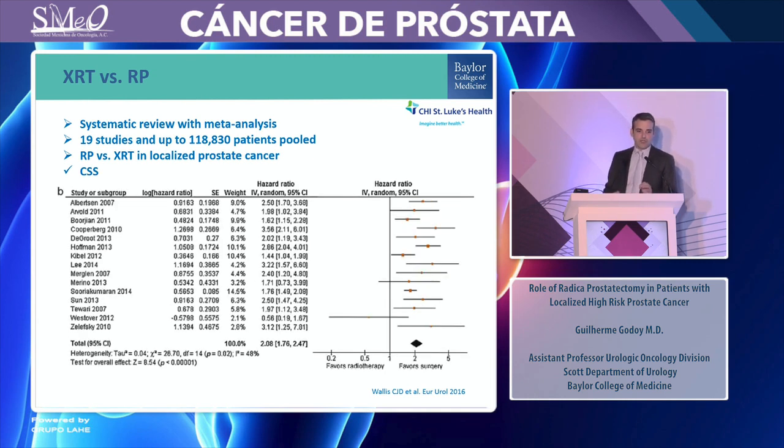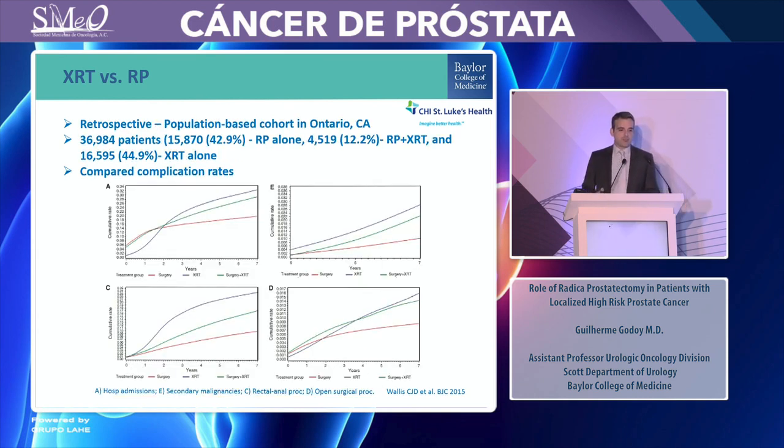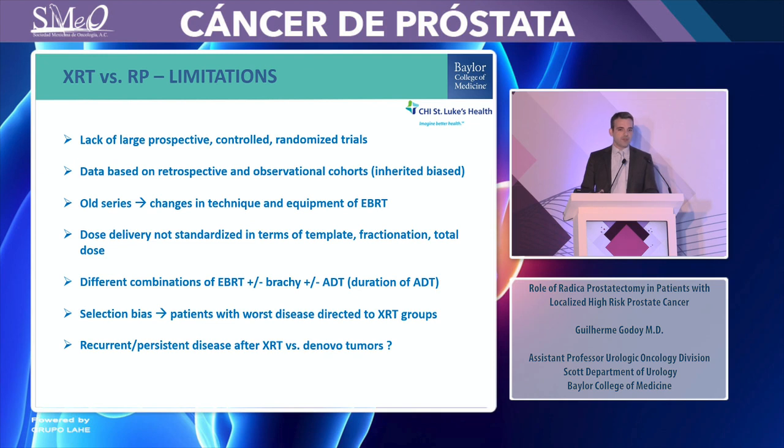So it's important for us to highlight the limitations when you look at this data and this comparison, because the radiation therapy studies lack large prospective randomized controlled trials comparing to surgery. The database and the retrospective observational cohorts have inherent bias. The radiation therapy series, because they have a long span, include patients from old therapies together with new therapies. So there are changes in techniques, changes in the equipment that might account for the differences.